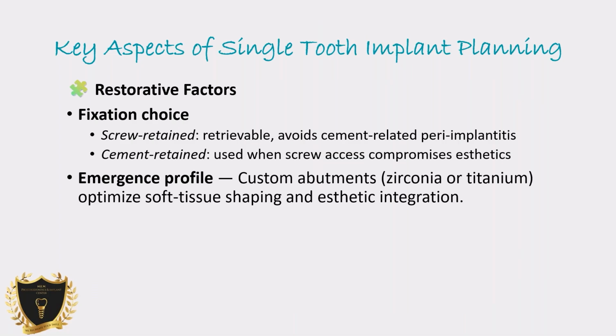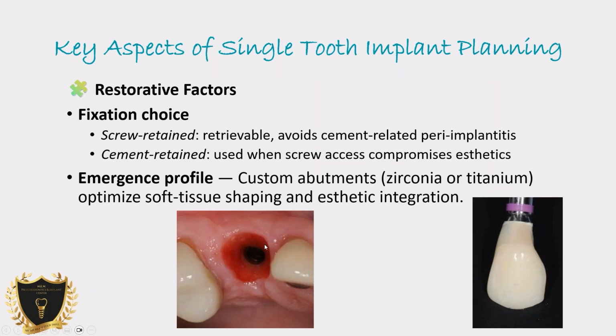Emergence profile: if you're doing it in the anterior region, you have to profile your tissue. You have to put provisionals in there, optimize the tissue, and basically you have to get a custom profile of your tissue, and you have to do that.